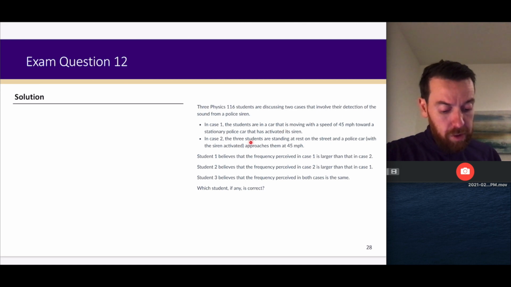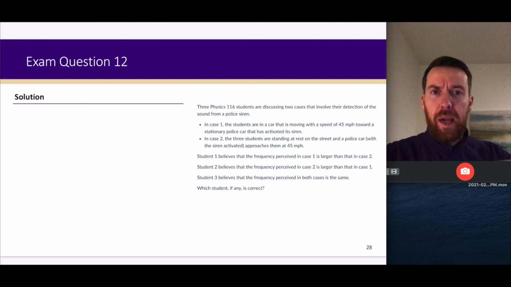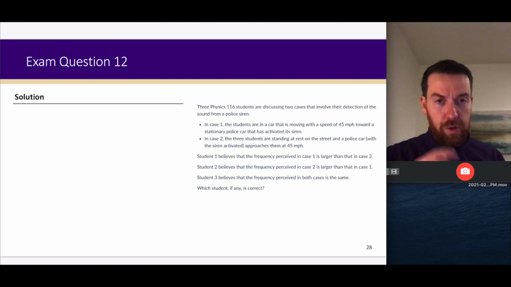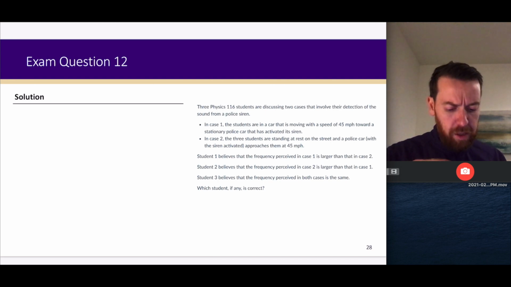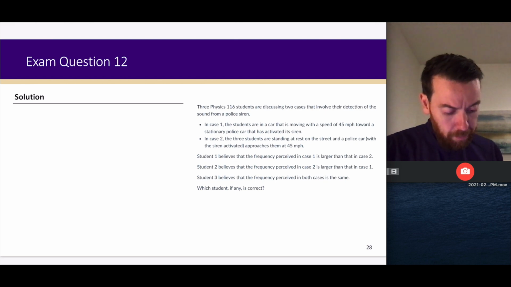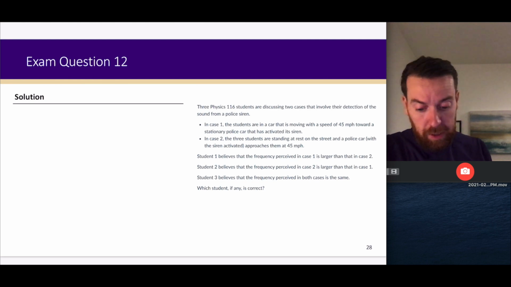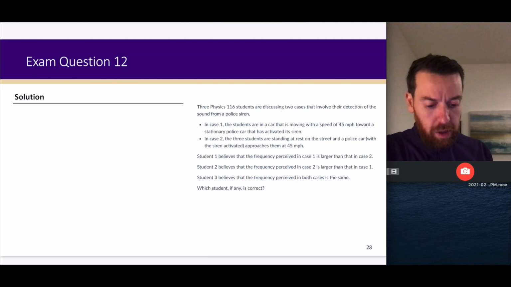And in case 2, the students are arrested, and a police car approaches them. I think in the second version that's presented here, I flipped case 1 and case 2, or I jumbled the answers for student 1 and student 2, what they think is true. But I'll go through the reasoning for both so you can figure it out if you got the second version. We can definitely go through it, and it should be clear which answer is correct.